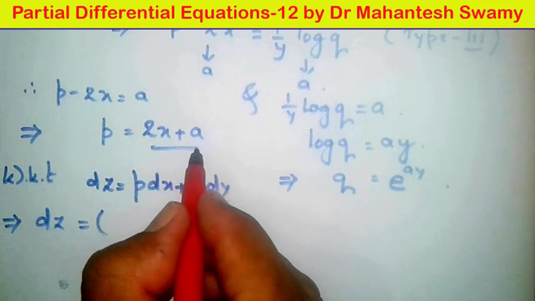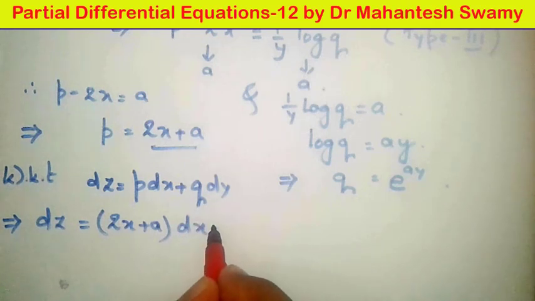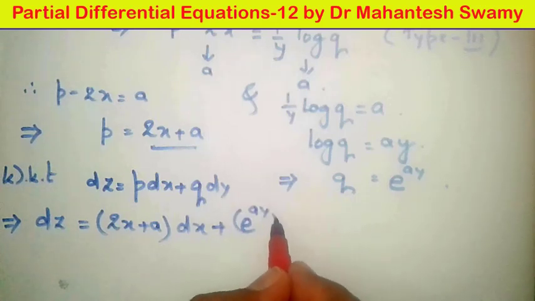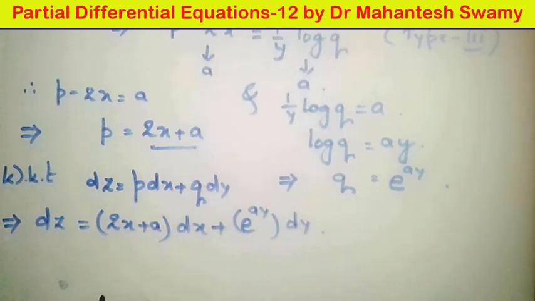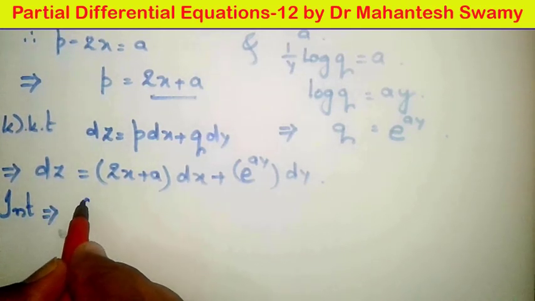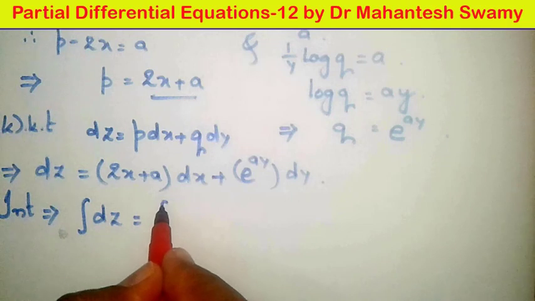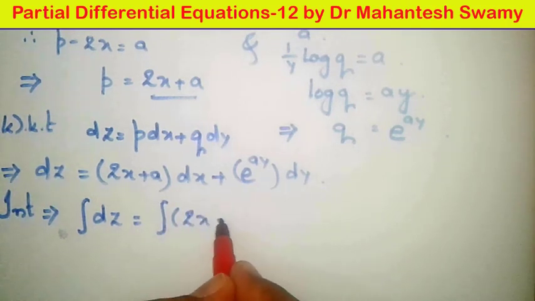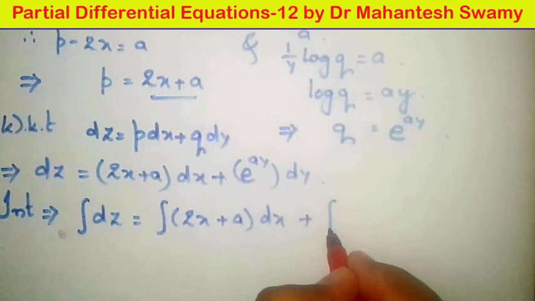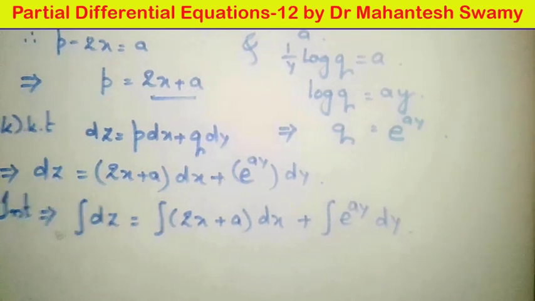And in the next step, let us substitute the values of p and q. The p value is 2x plus a into dx as it is, plus the q value is e to the power ay into dy as it is. Now it is our duty to integrate. When we integrate on both sides, it is the integral of 1 with respect to z, and on the RHS, the integral of bracket 2x plus a with respect to x plus the integral of e to the power ay with respect to y.